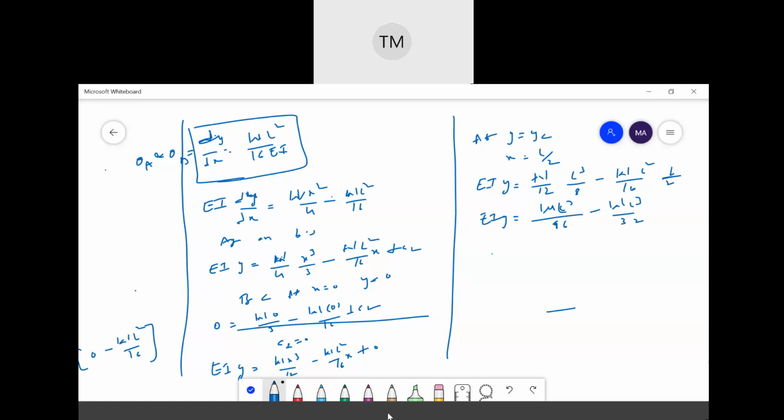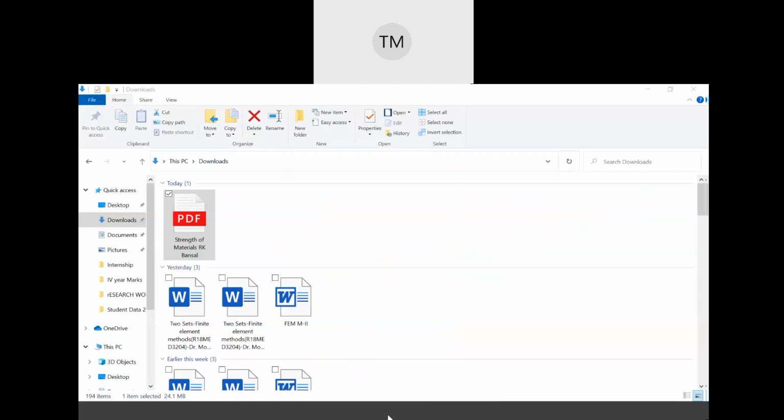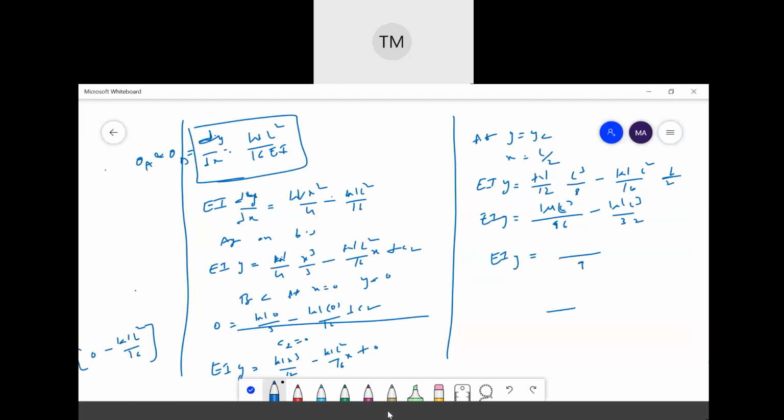Okay, simplify this one. EI y is equal to, what happens if we simplify this one? You'll get WL cube by 48 EI, minus WL cube by 48 EI. Take the LCM, the LCM will be 96. 96 will go here 3 times. WL cube minus 3WL cube, when you simplify this one, minus 2WL cube by 96.